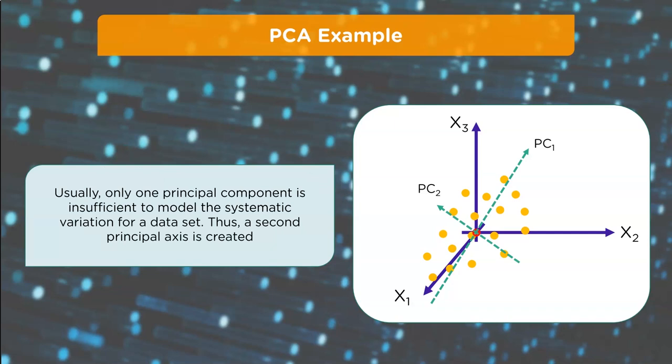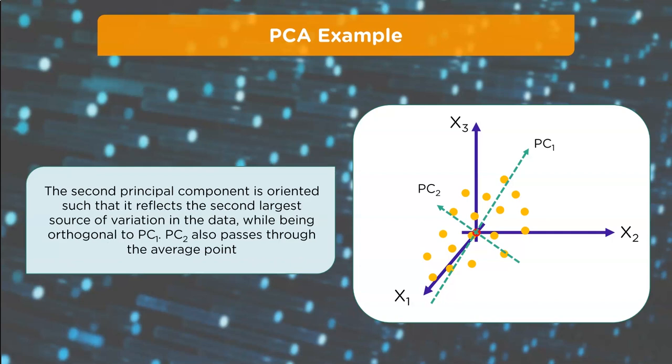Usually, only one principal component is insufficient to model the systematic variation for a dataset. Thus, a second principal axis is created. The second principal component is oriented such that it reflects the second largest source of variation in the data. While being orthogonal to PC1, PC2 also passes through the average point.